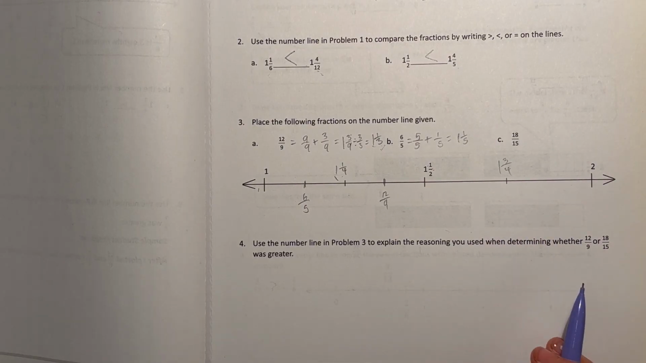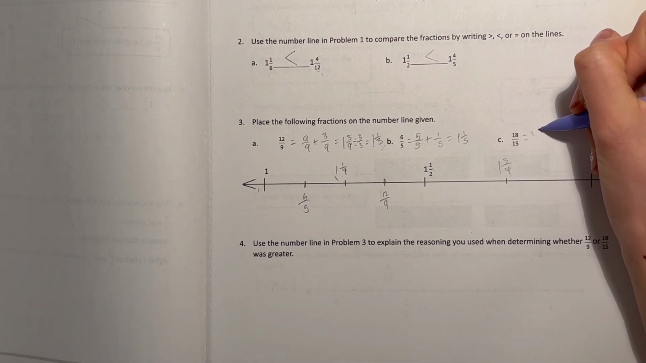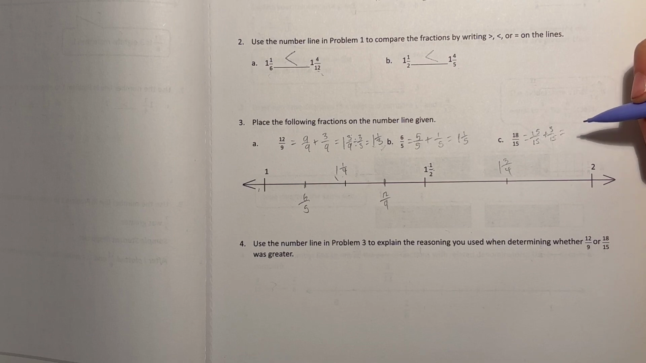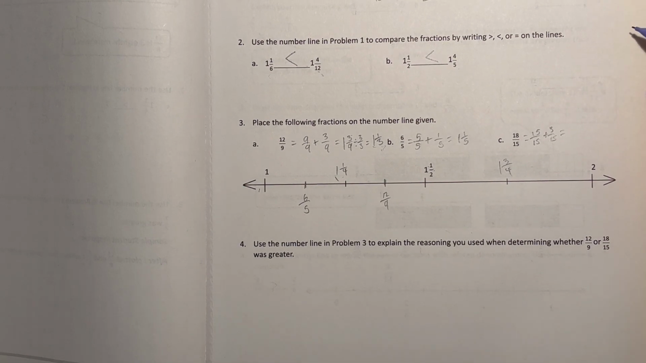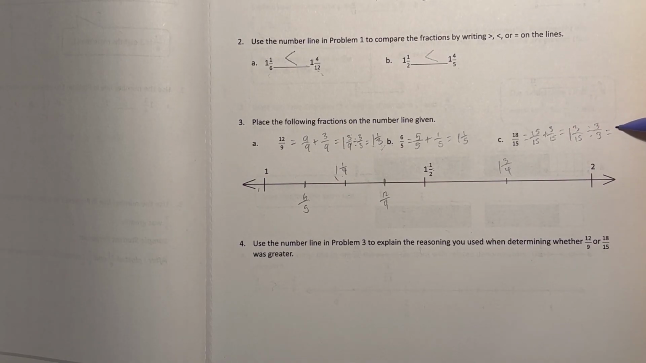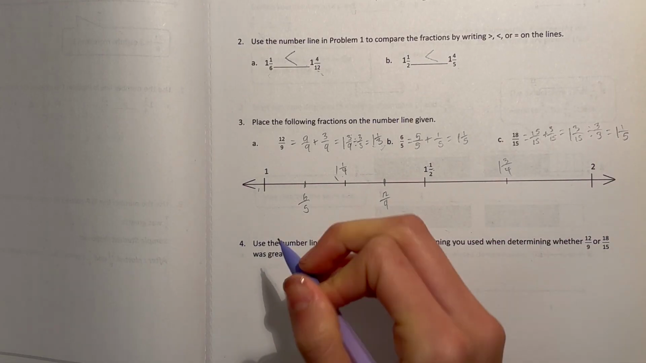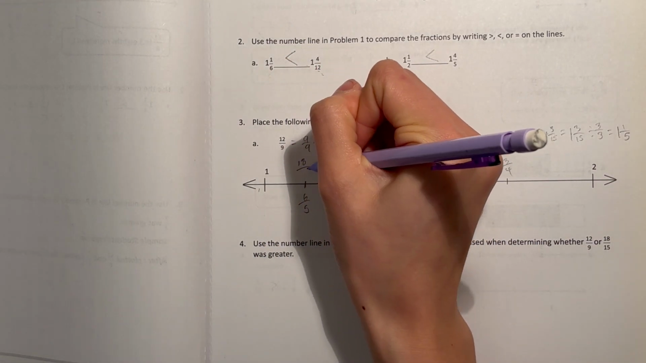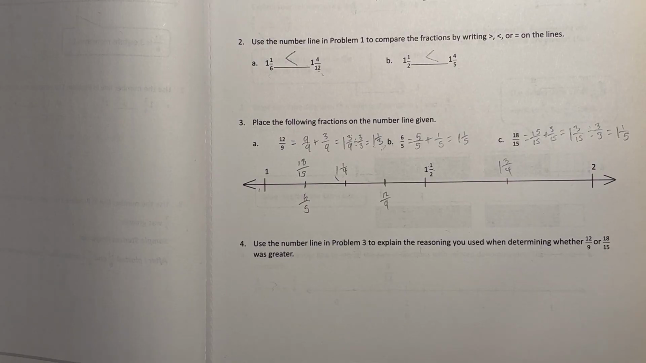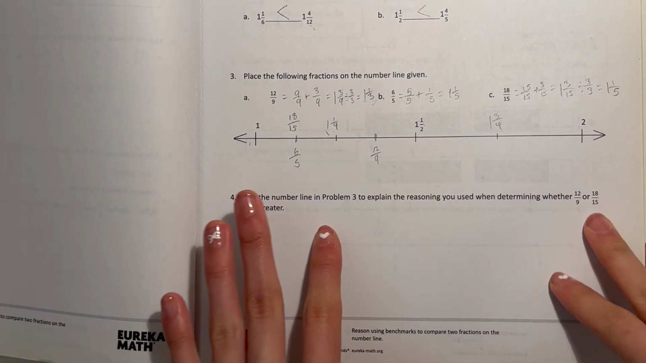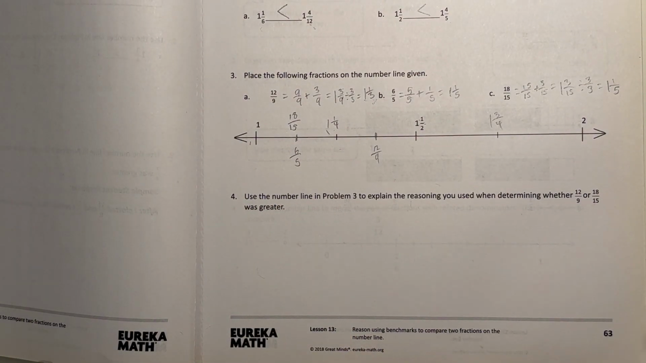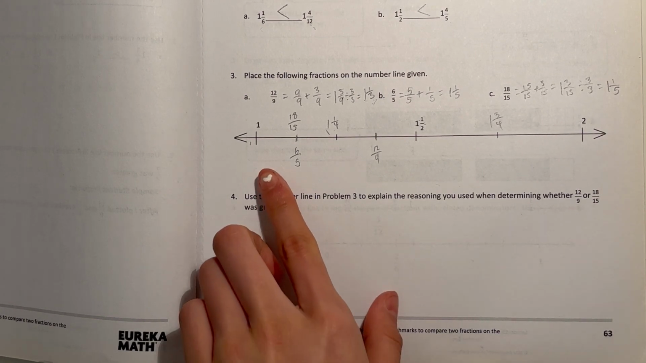And now C, 18/15 right as a whole plus 3/15. So that's 1 3/15, which if we divide both sides by 3, you get 1 1/5. So 6/5 is also 18/15ths. Now number 4, use the number line in problem 3 to explain the reasoning you use when you determine whether 12/9 or 18/15 was greater.